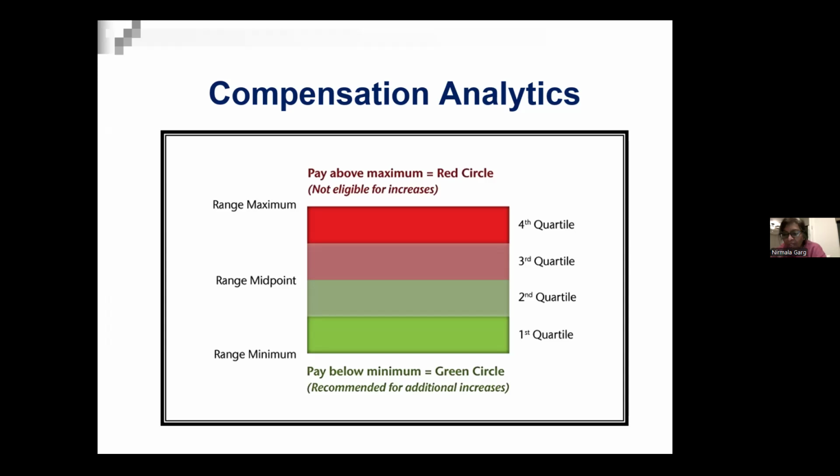There are two things we call very important: the green circle rule and the red circle rule. Again, it pertains to the salary range. Now consider this as a salary range, any salary range. Minimum and maximum. For quick understanding, say 8,000 and 12,000.